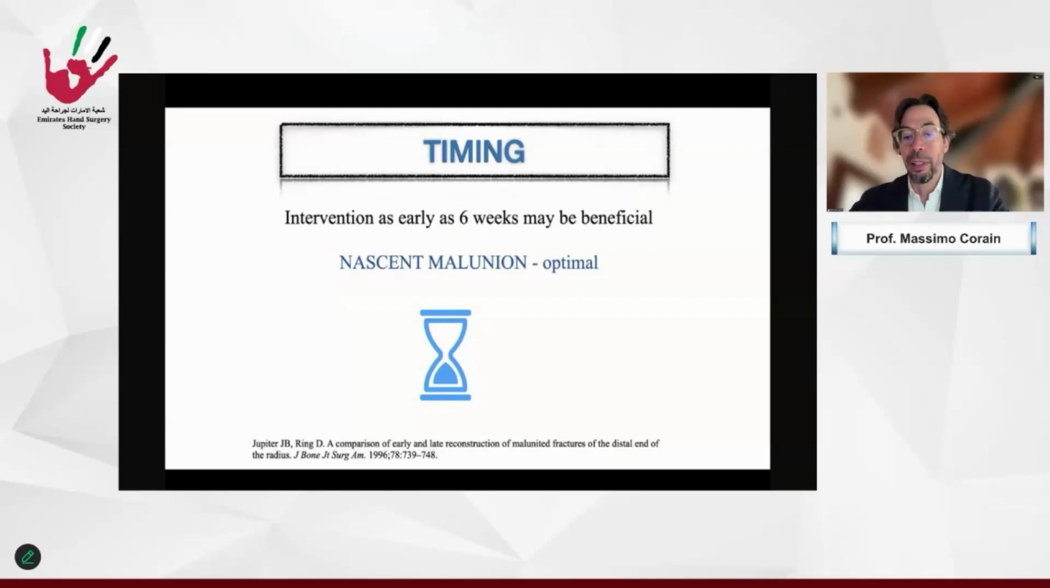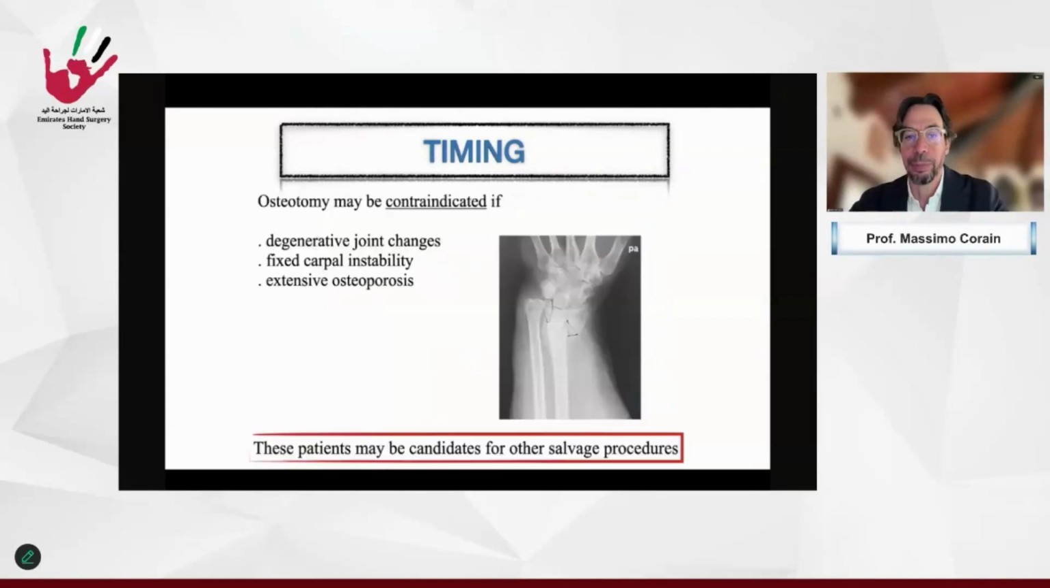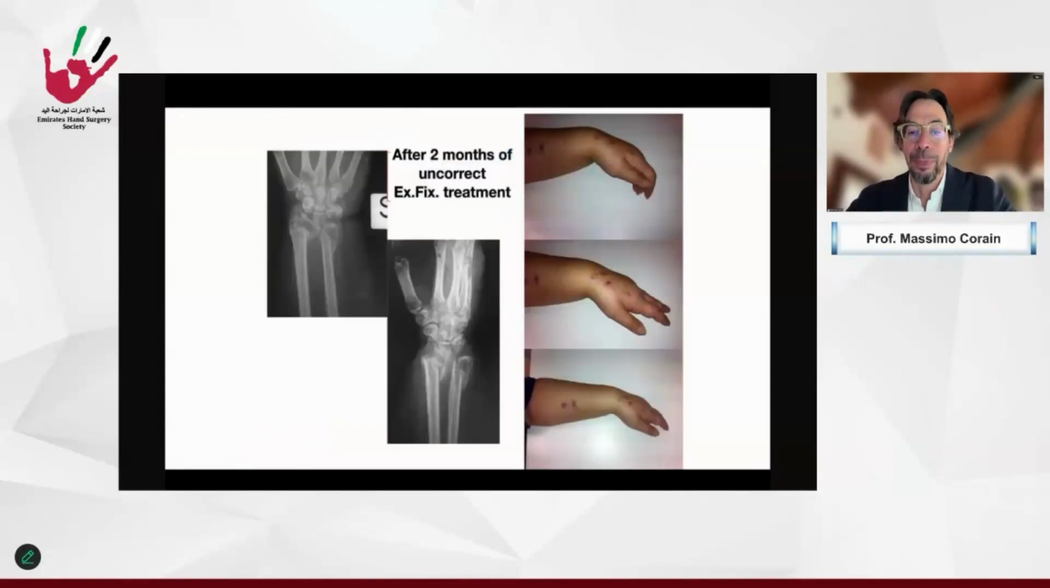Around 30 years ago, Jupiter and Ring told us that the corrective osteotomy should be performed as soon after a fracture as it has been decided that the patient meets the criteria, the swelling has subsided, and there is good finger function. So CRPS in this case sometimes contraindicates the treatment. Osteotomy may also be contraindicated if we have degenerative joint changes, a fixed carpal instability or osteoporosis. In these cases, there are other salvage procedures that can be considered, like in this case.